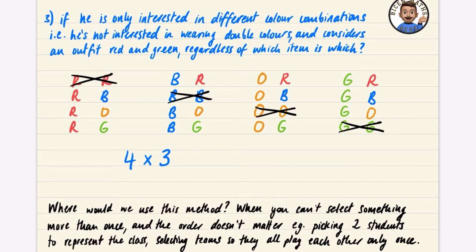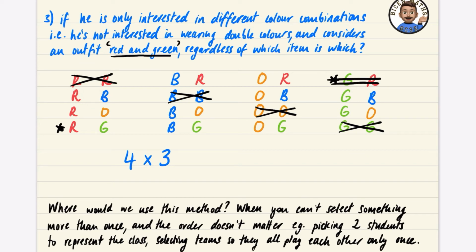But let's try and analyse this last bit that it said. It also says he's not interested in wearing double colours. Oh, okay, we've done that. And he considers an outfit red and green regardless of which item is which. So he doesn't really care between, say, where have I got red and green? This red and green that we've got here, he considers that one the same as that one. So because I'm considering those the same as each other, I'm actually going to get rid of that second one that I've got there.